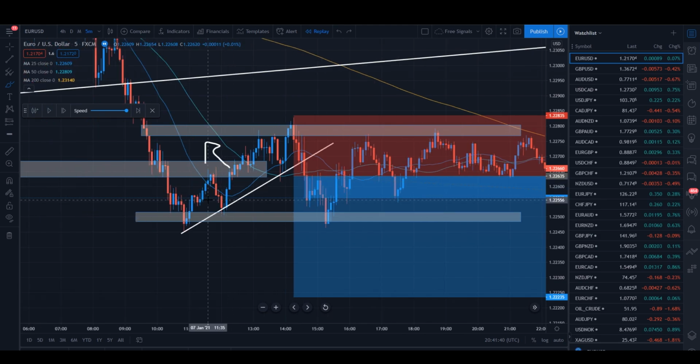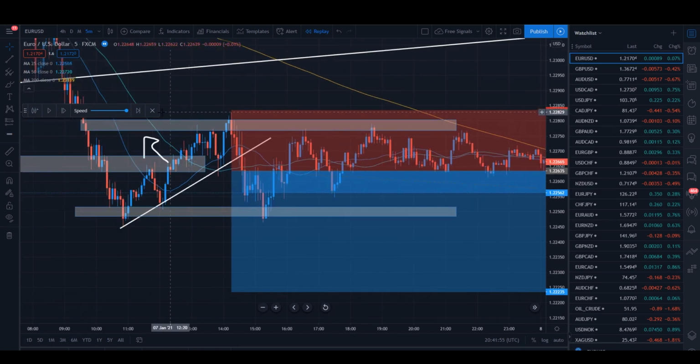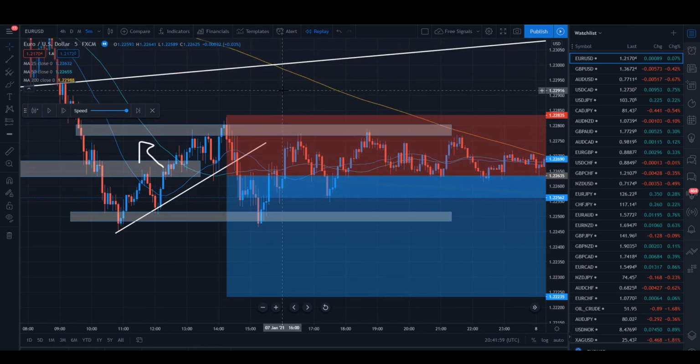But I believe entering at the right time is much better than entering at the wrong time and then feeling sorry for yourself that you're down $1,000 or something like that. So scalp 10, 20 pips, take the money and be happy with it.